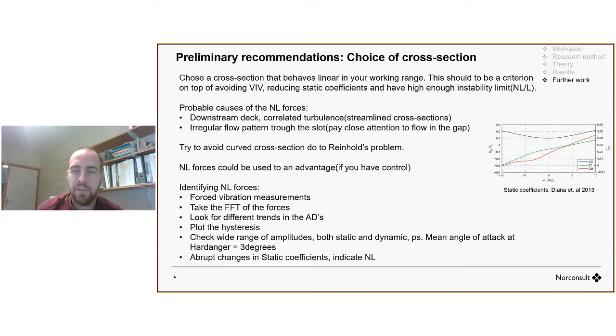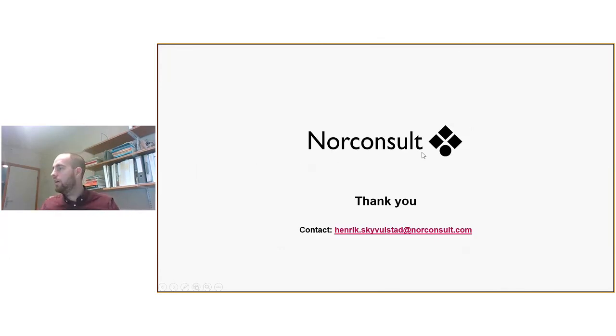A way of indicating that you can have nonlinear forces is if you have abrupt changes in the static coefficients. These are static coefficients, I think from the Messina bridge. If you see places where the static coefficients change or the derivative is high, this could indicate nonlinear forces. This is really smooth, but you could kind of tell that around a 6-degree angle of attack there could be a lot of nonlinear forces, and also maybe here. That's just a recommendation. You should try to keep the static coefficients smooth if that's possible. Okay, so that was all.